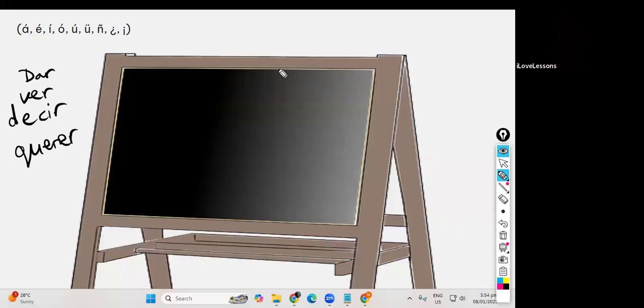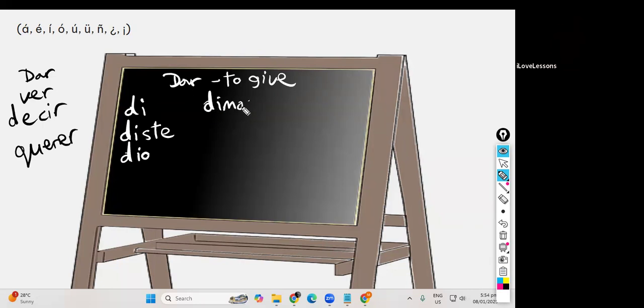Dar, to give. So we want to say I gave, you gave. All right. So we say di, I gave. Diste, you gave. Dio, he, she, it gave, usted gave. Dimos, we gave. Disteis, dieron. Right? They gave or you plural gave. Now, what is the difference between this and the irregular ones? No accent, right? That's the main difference.